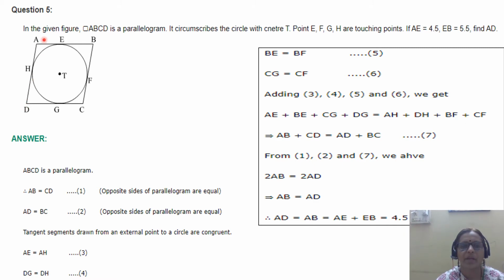So AD is equal to AB is equal to AE plus EB. So it is 4.5 plus 5.5. So total it is 10.